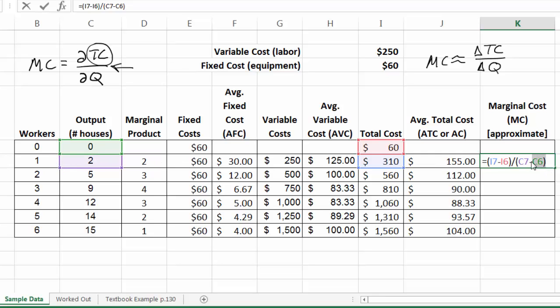Now you'll note that C7 minus C6 here, the change in output going from 0 to 1 worker, well, that's the same as marginal product, right? So I could put C7 minus C6 there, or I could just put marginal product. Either way. I hit enter. Again, I got the marginal cost for this level of output. If I slide this formula down, it's going to slide the references down, and it'll give me my marginal cost data.